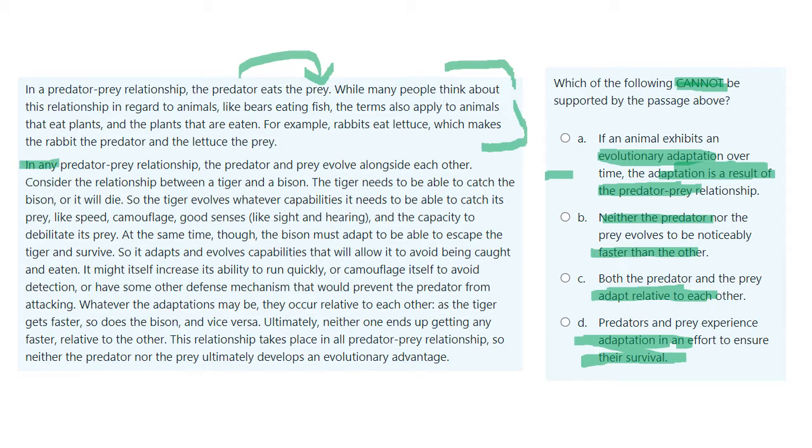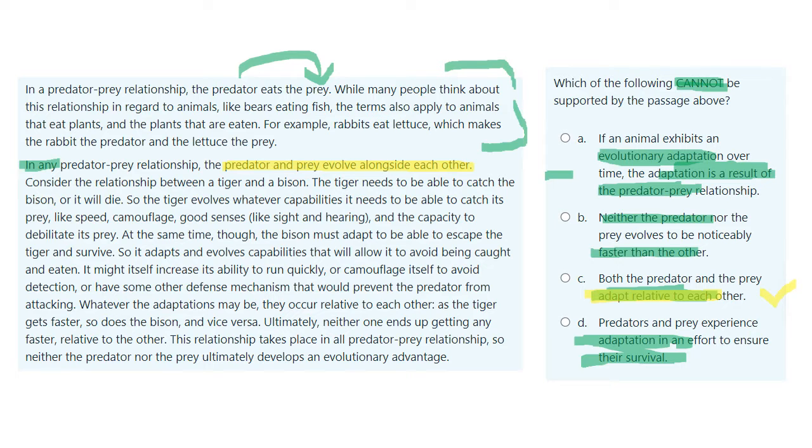In any predator-prey relationship, the predator and the prey evolve alongside each other. So evolving alongside each other is the idea that they adapt relative to each other. So I think C can be proven.